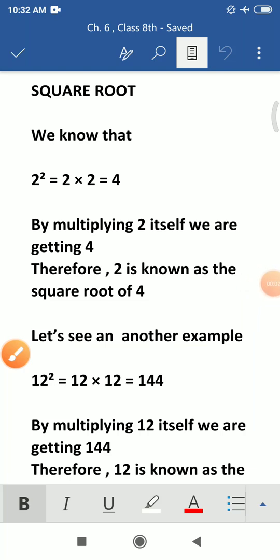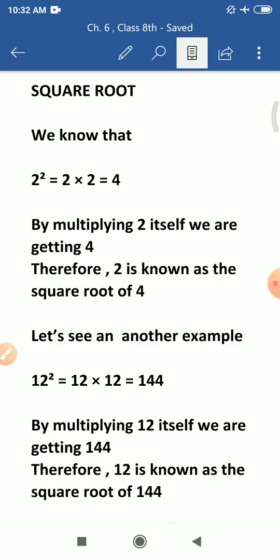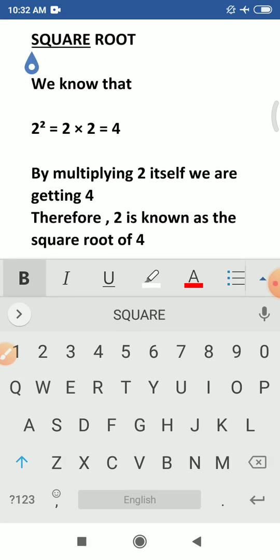Today we are going to learn about the square root. We already learned about the square in the previous parts. So let's start with the square root. So what do we mean by the square root?